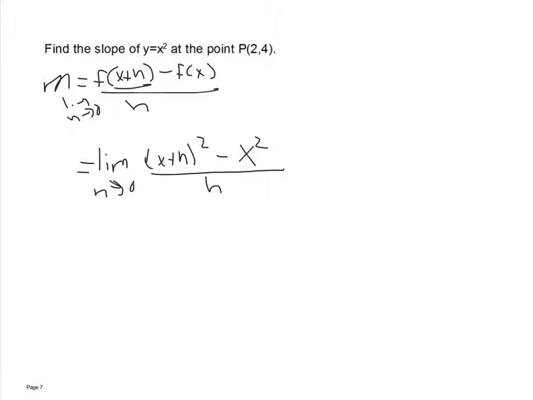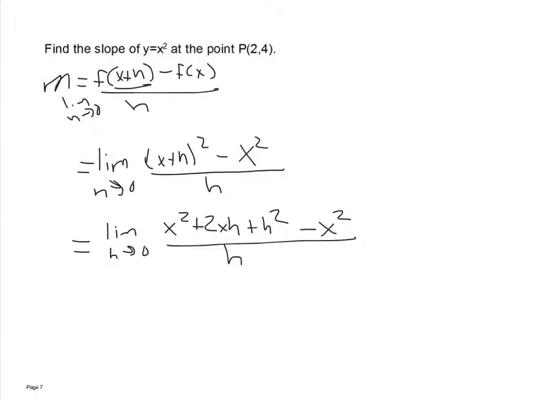All right. So we're going to go ahead and do some simplifying. H goes to 0. X plus h squared is x squared plus 2xh plus h squared, all minus x squared, and then all of that over h. All right, so now we're going to do a little trick here.